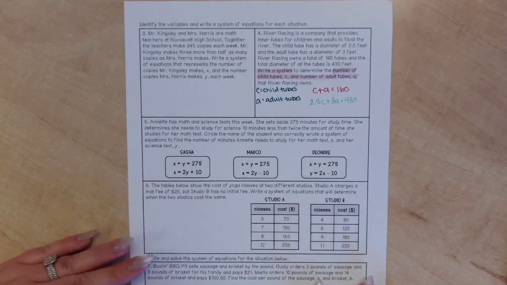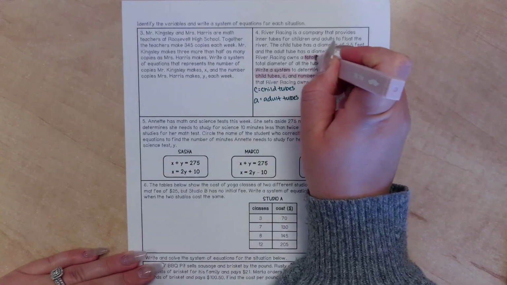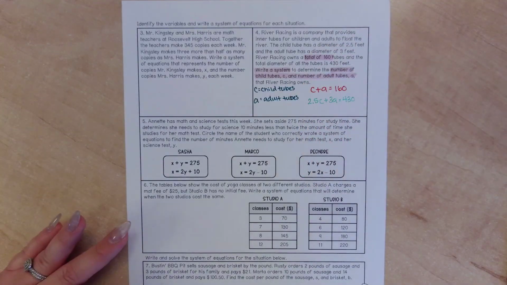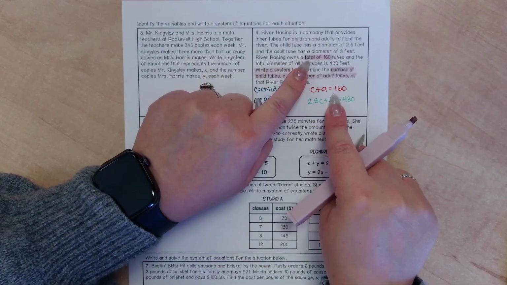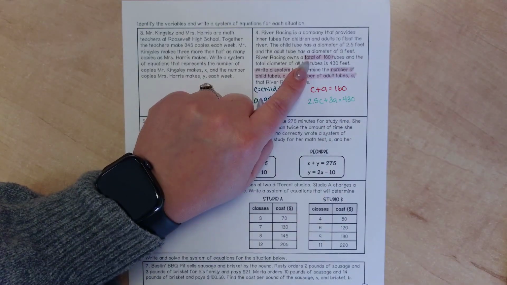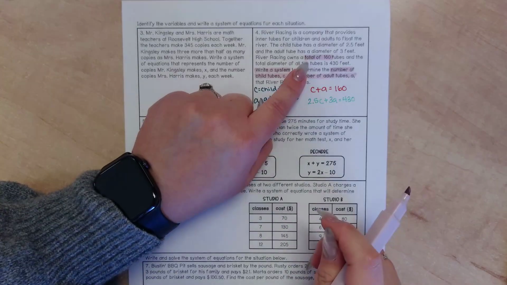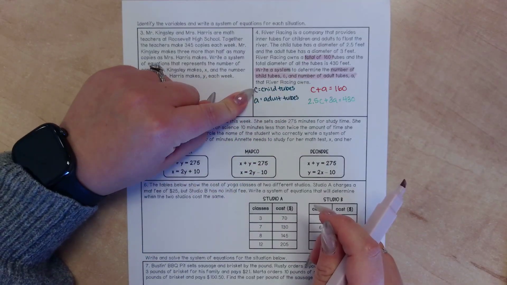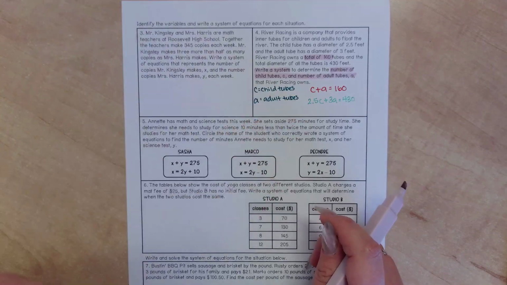Now I am going to discuss where I got that information. It does say that there are a total of 160 tubes. Where I got equals 160 is from that total right here. And then I had to think what added together to give me 160. The only thing that added together to equal 160 is the amount of children's tubes and the amount of adult tubes. So that is where the first one came from.